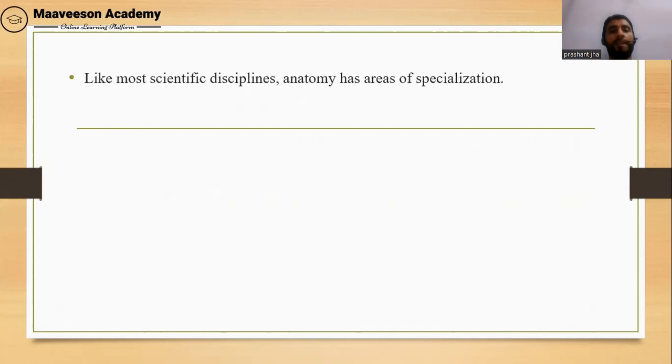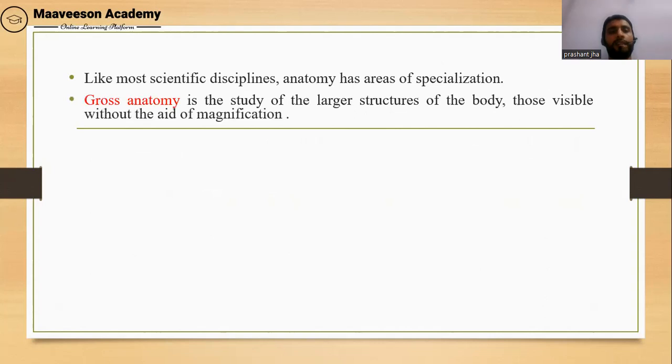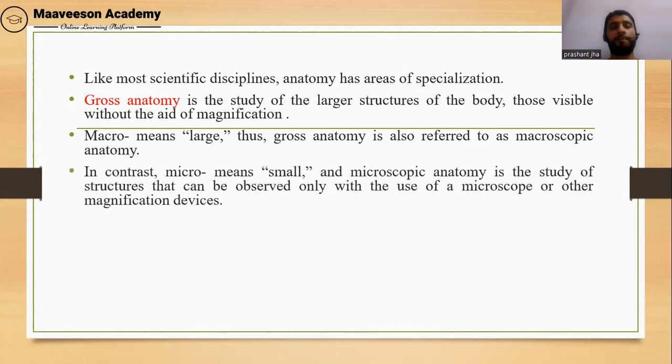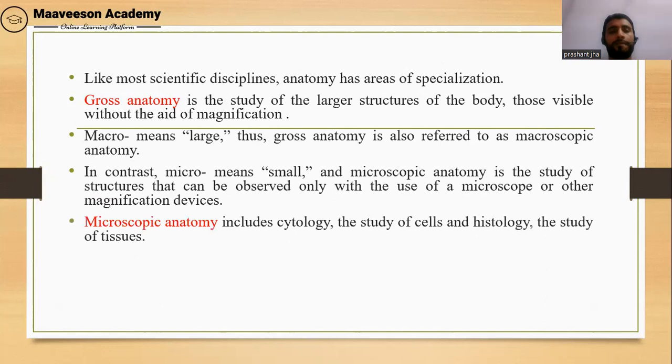Like most scientific disciplines, anatomy has areas of specialization. So first is gross anatomy. It is the study of the larger structures of the body, those visible without the aid of magnification. Macro means large, thus gross anatomy is also referred to as macroscopic anatomy. In contrast, micro means small, and microscopic anatomy is the study of structures that can be seen only with the use of a microscope or other magnification devices.